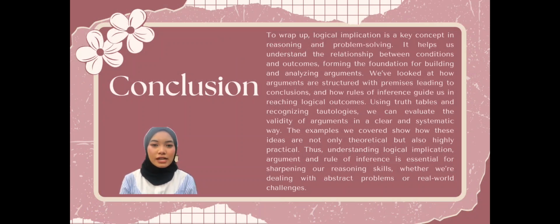To wrap up, logical implication is a key concept in reasoning and problem solving. It helps us understand the relationship between conditions and outcomes, forming the foundation for building and analyzing arguments. We have looked at how arguments are structured with premises leading to conclusion, and how rules of inference guide us in reaching logical outcomes. Using truth tables and recognizing tautologies, we can evaluate the validity of arguments in a clear and systematic way. The examples we covered show how these ideas are not only theoretical but also highly practical. Thus, understanding logical implication, argument, and rules of inference is essential for sharpening our reasoning skills, whether we are dealing with abstract problems or real-world challenges.